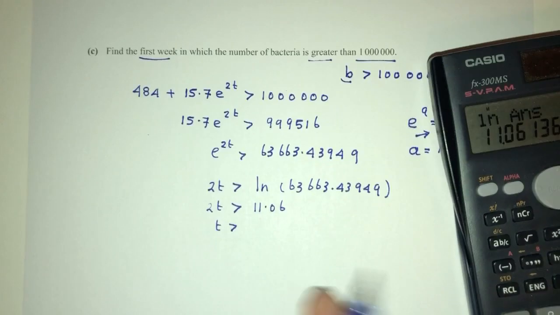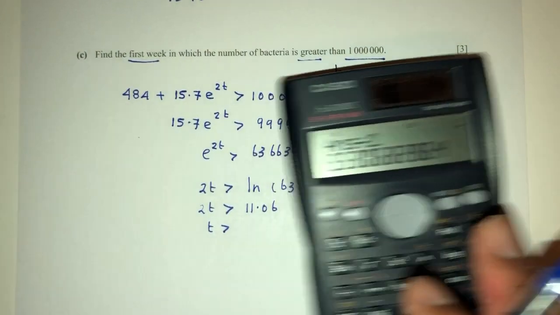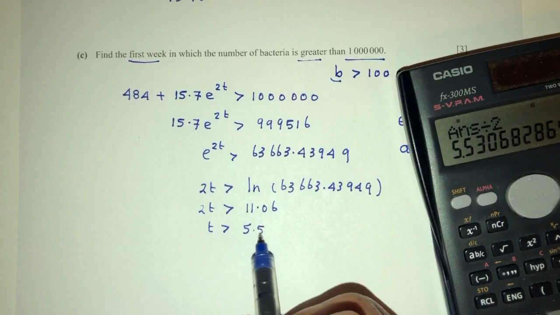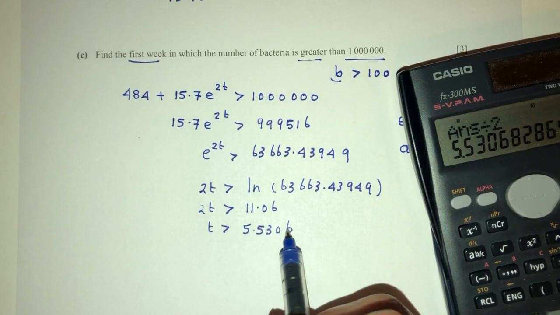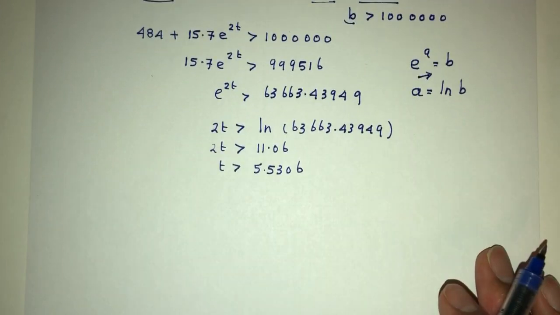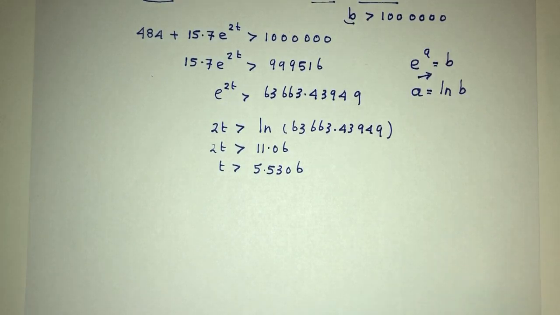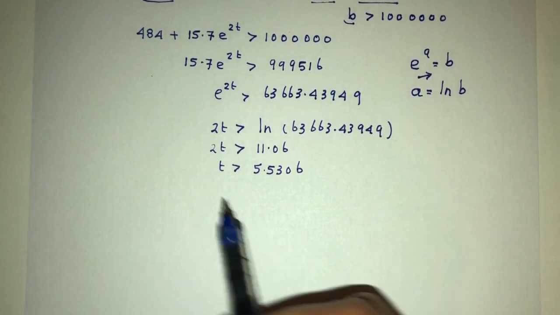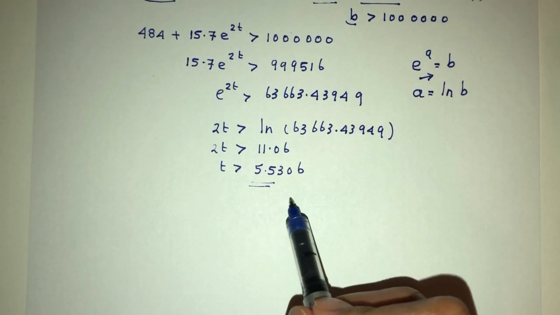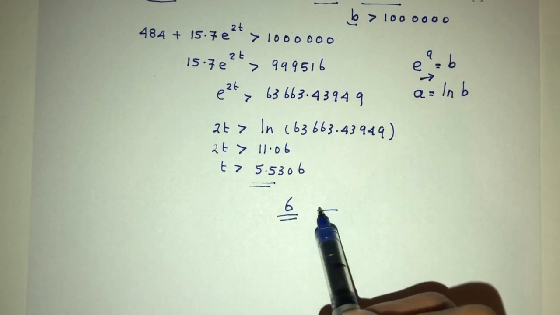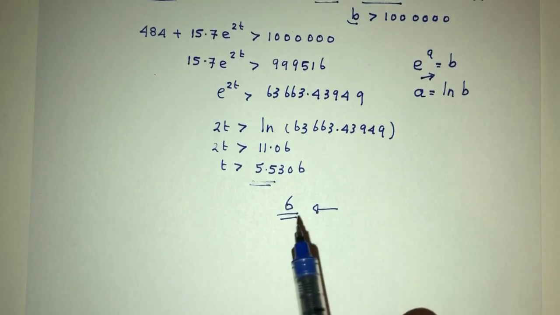So T has to be divided by 2. That will be 5.5306. Okay, so find the first week in which the number of bacteria is more than this. It should be more than this, so basically it has to be week number 6 as your answer. That will be question number 10.